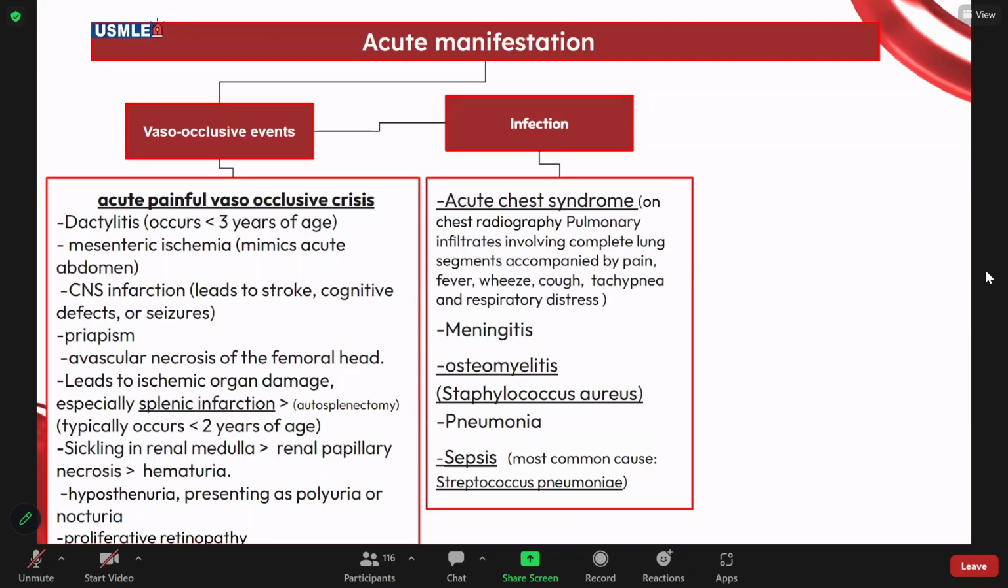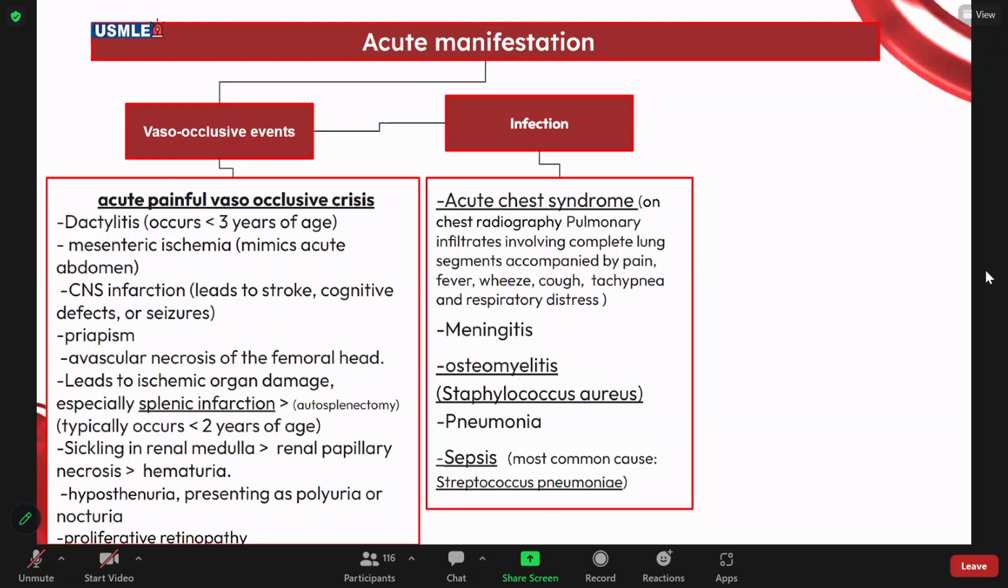Acute chest syndrome may occur due to 3 mechanisms. The first one is hypoxia due to vaso-occlusive crisis. The second is fat emboli from the bones, also due to the vaso-occlusive crisis. And the third is infection due to autosplenectomy. So the patient will present with pain, fever with cough, tachypnea, and respiratory distress, accompanied by pulmonary infiltrate involving a complete lung segment on chest radiography.